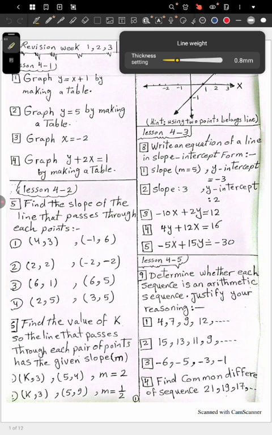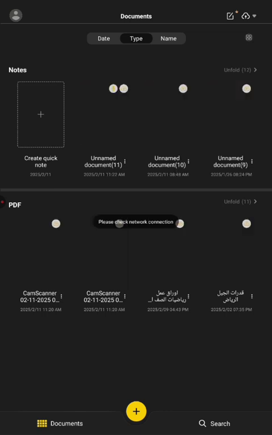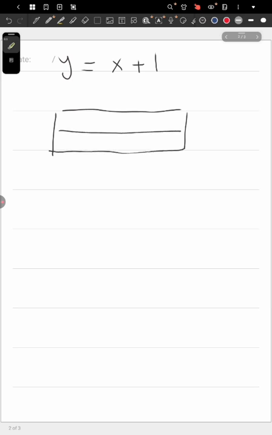In first equations, graph the function. How can we graph the function y equals x plus 1? That y equals x plus 1. Okay, you make a table. This is the table, 3 points or 2 points at least, x and y. Substitute for x any numbers: 1, 2, 3.